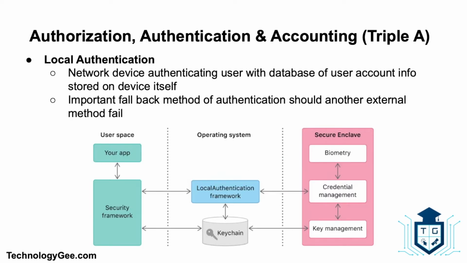Next, we have local authentication, and this refers to the network device authenticating the user with a database of user account information stored on the device itself. This is often an important fallback method of authentication should another external method fail.